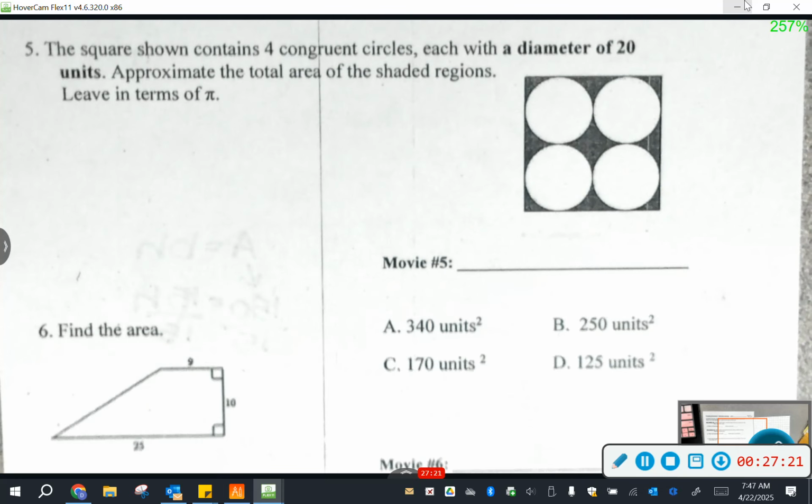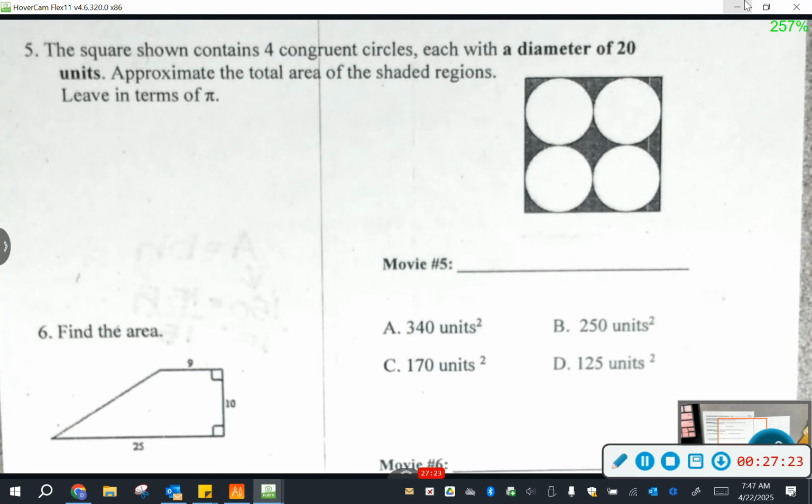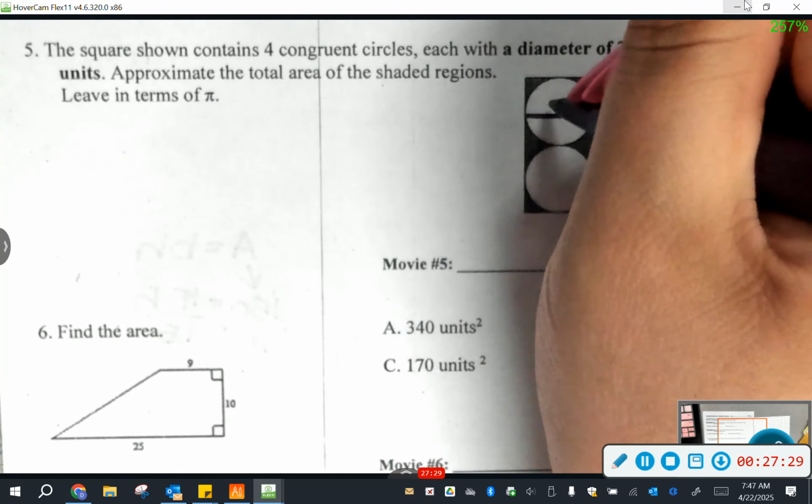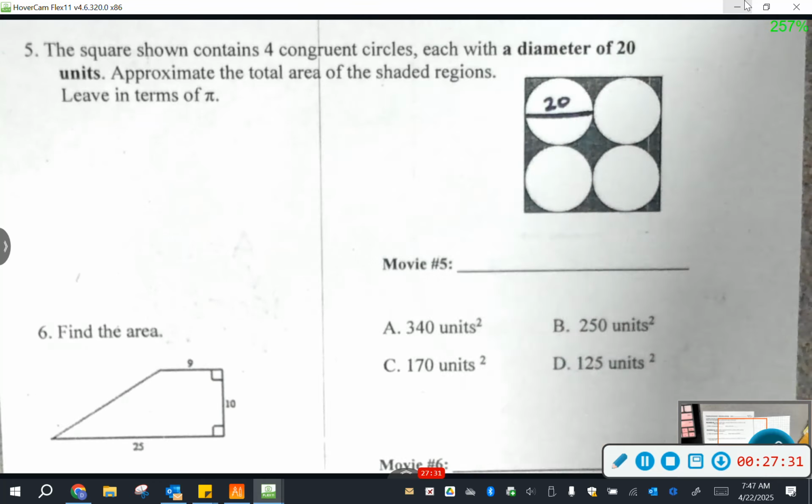A square shown contains 4 congruent circles, each with a diameter of 20. So diameter, remember, is the whole thing, which is 20. How do I find the area of this shaded region? I'm going to do this one with you. How do I find the area of this shaded region?